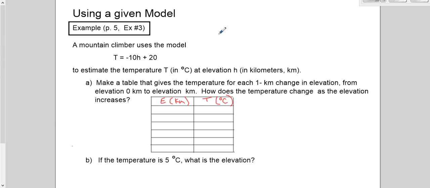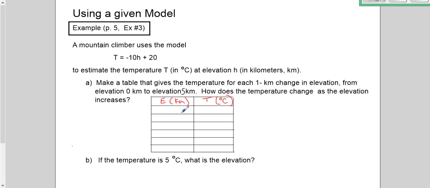So let's look at this problem where we are given a model and a formula. This is example number 3 from page 5. We have a mountain climber who uses the model T equals negative 10H plus 20 to estimate the temperature T in degrees Celsius at elevation H in kilometers. We need to make a table that gives the temperature for each 1 kilometer change in elevation from elevation 0 to an elevation of 5 kilometers. How does the temperature change as the elevation increases?